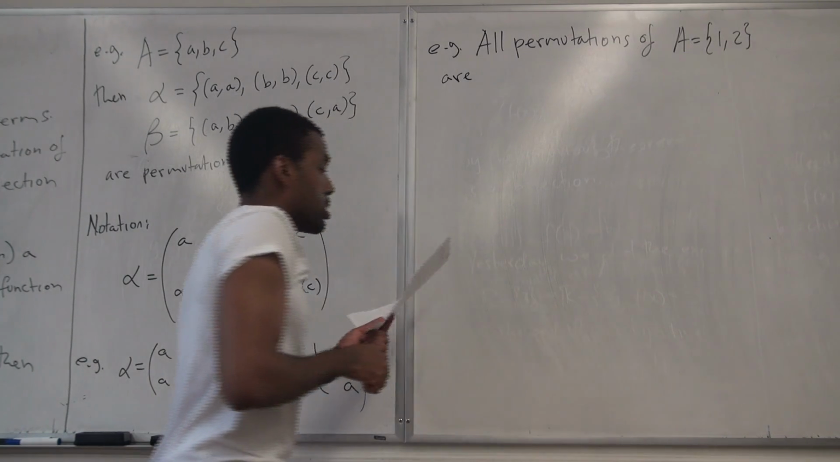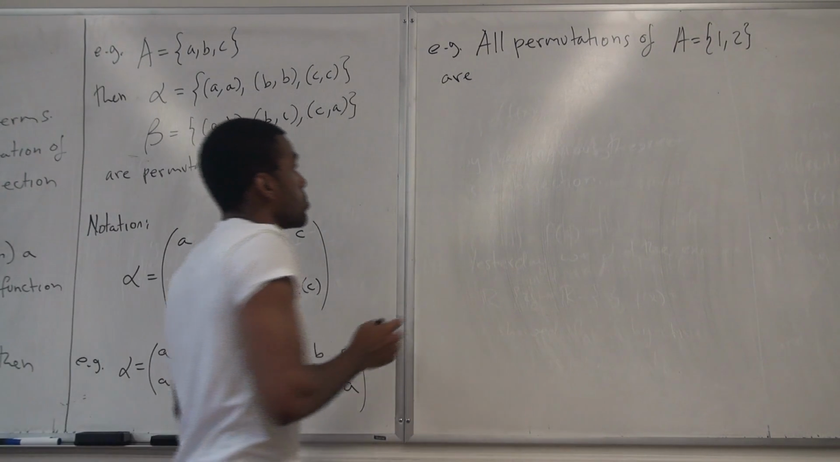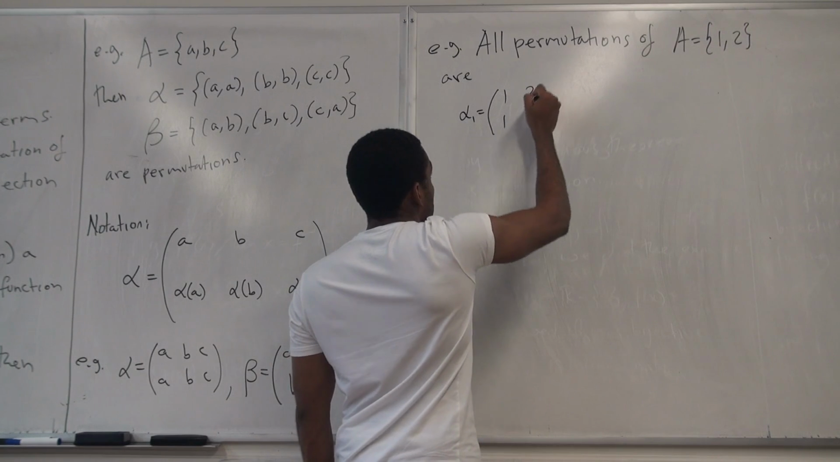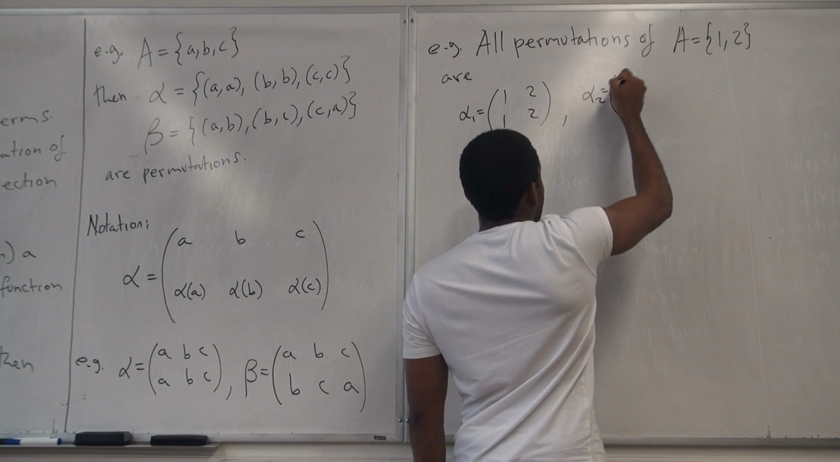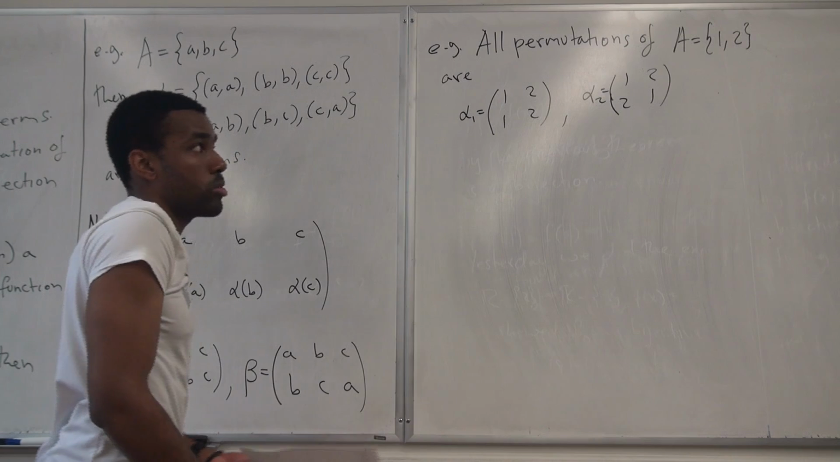What are all the permutations of the set of elements 1, 2? 1, 2. Right, 1 can go to 1, 2 can go to 2. Or 1, 2, 2, 1: 1 can go to 2, 2 can go to 1. Right? That's it, there are just two of them, basically.